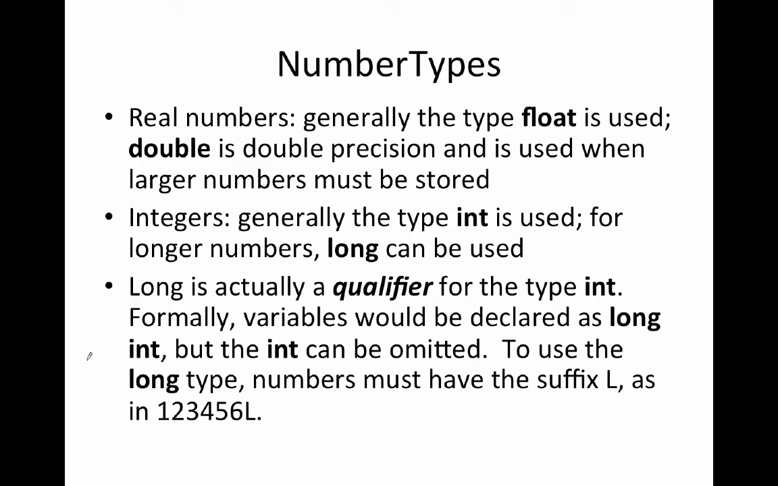Long is actually what's called a qualifier for the type int. So formally when you declare a variable, you would be declaring it as the type long int, but you can leave the int part out and you can just use long for the declaration. Now when you actually put a long number in a variable, you must have the suffix l. So for example, if I wanted the long integer 123456, I've got to say it as 123456l. So that specifies that it's a long integer.